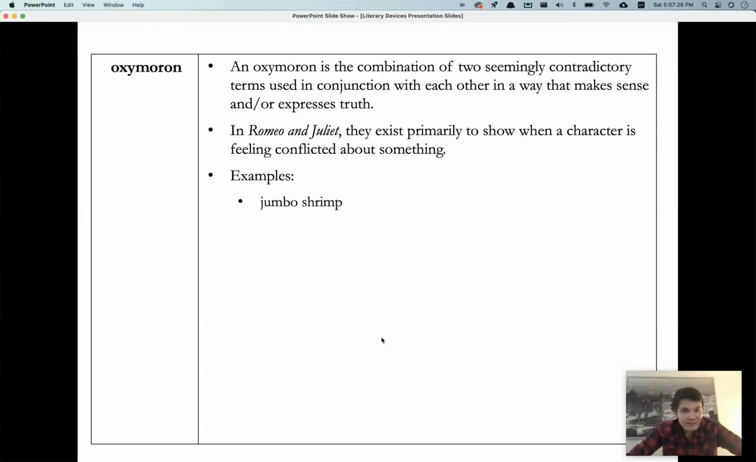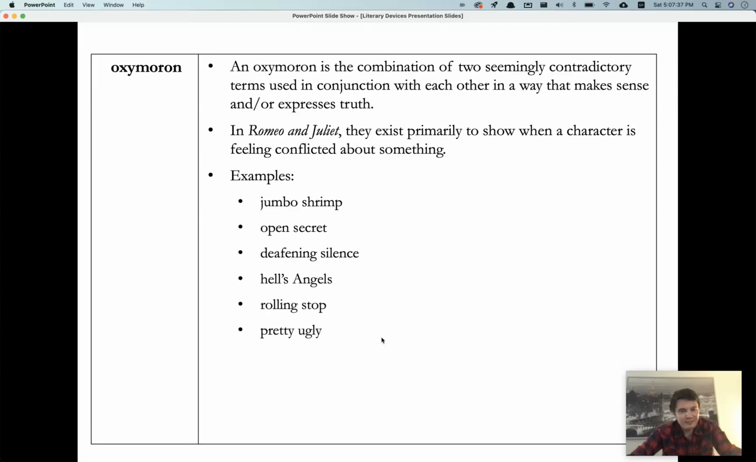So some examples of oxymorons: jumbo shrimp, open secret, deafening silence, hell's angels, rolling stop, pretty ugly, educated guess, alone together, original copy. So if you think about some of these, a jumbo shrimp is like, the word shrimp often is used to refer to something or someone that's small because a lot of shrimps are small, but a jumbo shrimp is a big shrimp. Jumbo shrimps do exist. You can buy them, but it's two words that seem opposite that still make sense.